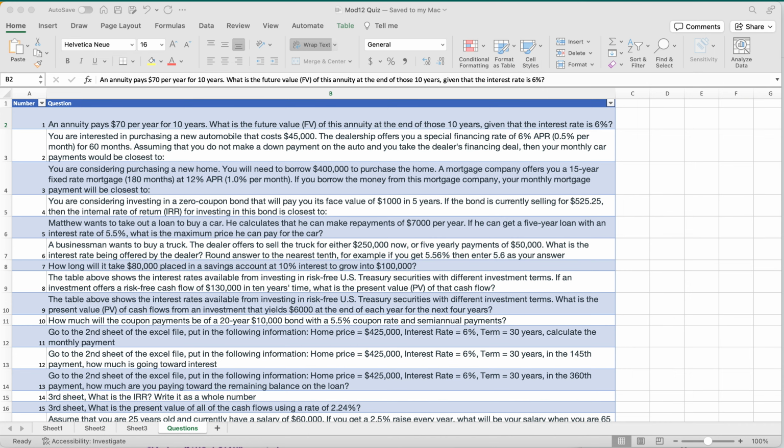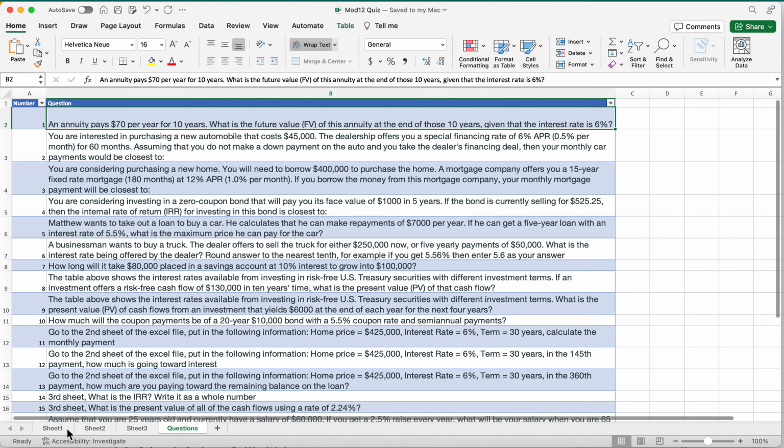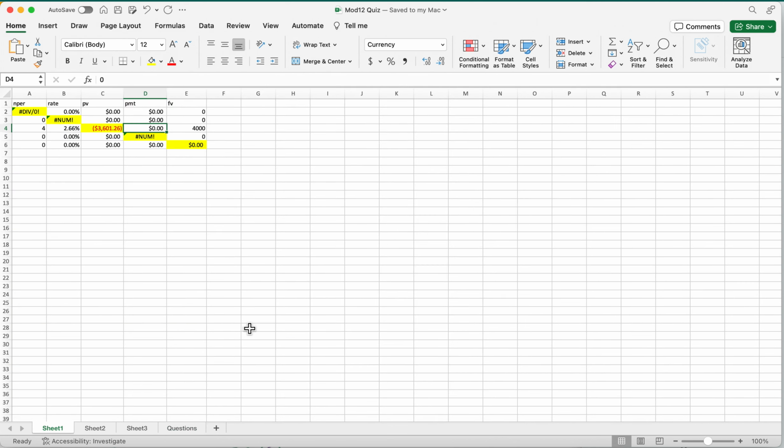So let's just jump right into it. On question number one, I have it as an annuity pays $70 per year for 10 years. What is the future value of this annuity at the end of those 10 years, given the interest rate is 6%? On your assignment, it should say something like an annuity pays $50 per year. So what we're going to do is solve this question. If you can solve this question, the exact same process is going to happen for your question, which is $50 per year. Different numbers, but same idea.